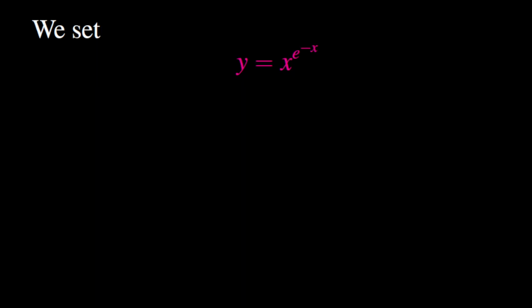As a matter of fact, the main function, x to the power exponential of negative x, is an exponential function. So we need to use a logarithmic transformation to simplify this problem. So, we set y equals x to the power exponential of negative x.